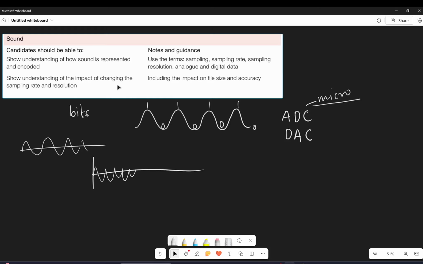And we have sampling rate and resolution. If you increase them, the file size and accuracy are increased, as we're taking more samples per second and allocating more bits to each sample. So this is all you will need for the sound part.